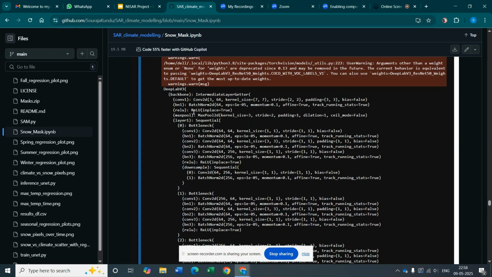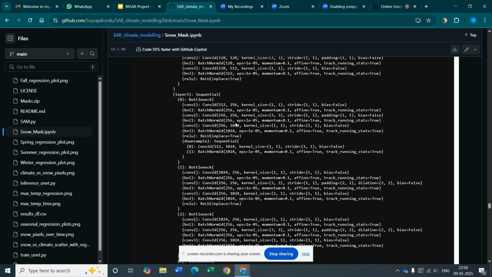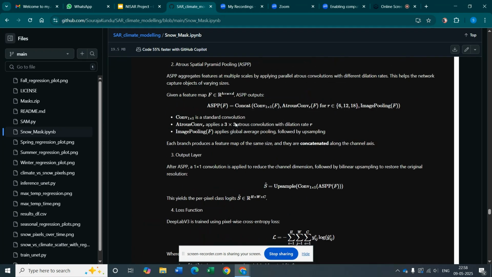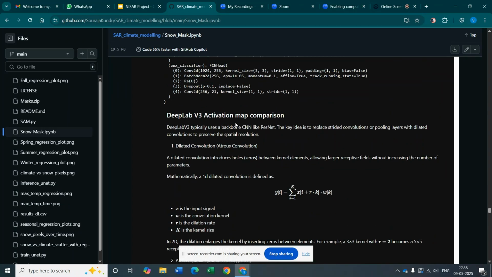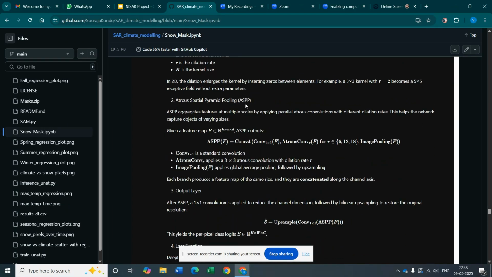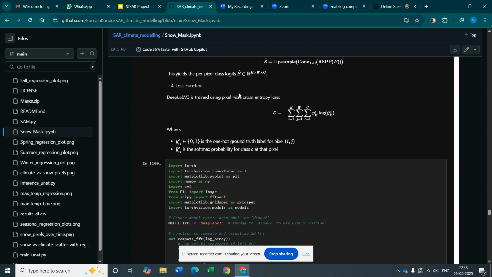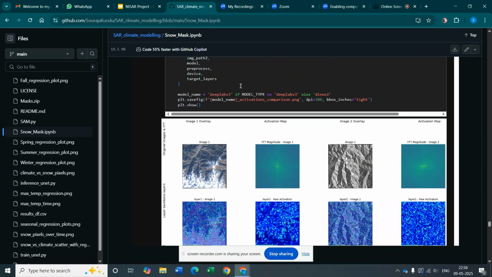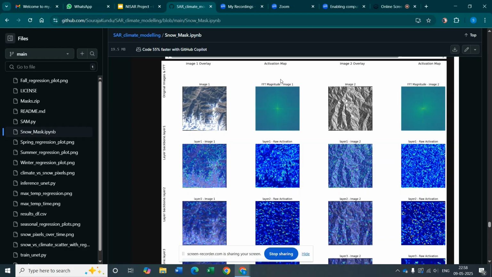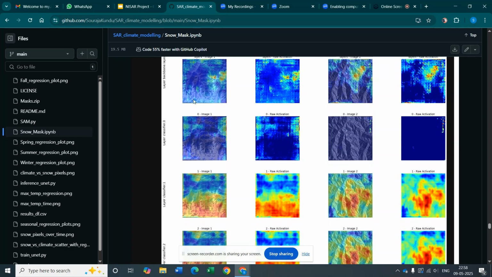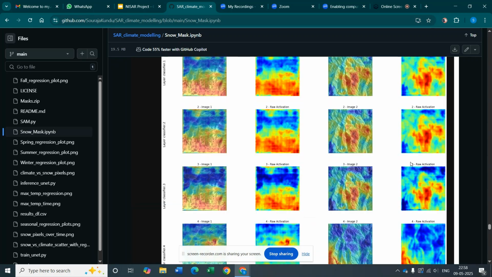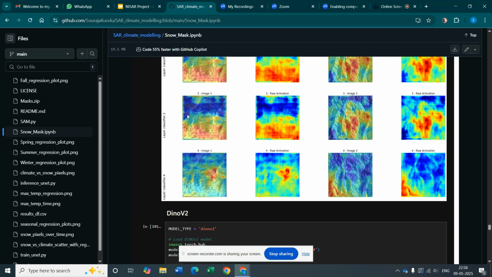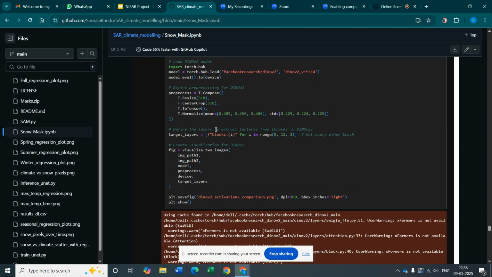Next I used DeepLab V3, which uses ResNet-50 as its backbone. DeepLab V3 also uses dilated convolution layers and multi-resolution pyramidal pooling layers for better quality feature extraction. For DeepLab V3, I also plotted the feature maps after each layer for the RGB and SAR images, and I can see that the feature maps are very different. And of course, over time, the focus is going mainly to different important regions. Like I can see in the RGB image, the orange color is mainly the snow.